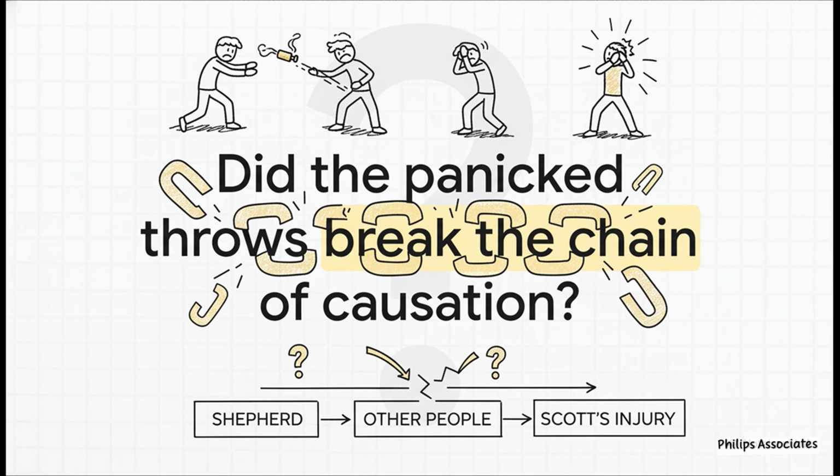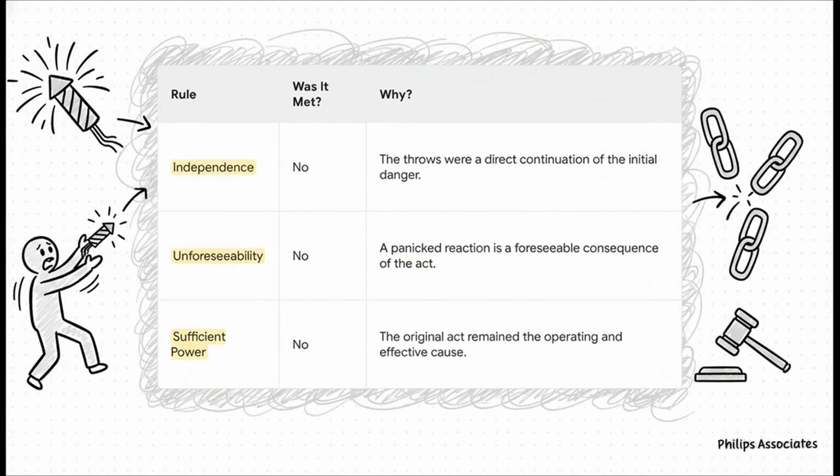Shepard started the whole thing, no doubt, but 2 other people threw that squib after him. Were their panicked throws a new intervening act? Did they break the chain of causation and let Shepard off the hook for what happened to Scott? Well, the court gave a hard no. Let's run it through our 3 rules.